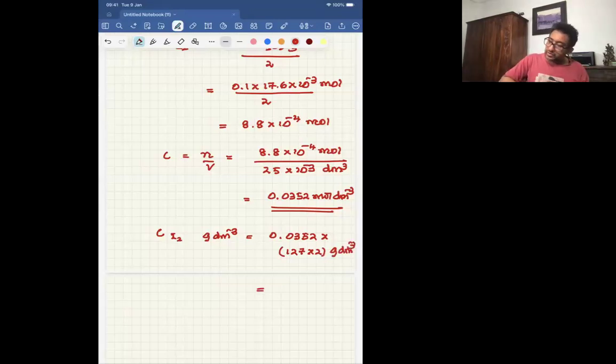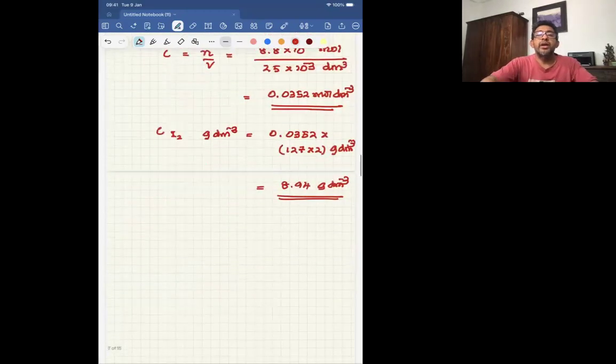So what is that? 127 times 2 is equal to 8.94 grams. What is the answer? Yes, grams per cubic decimeter. Everybody understood that?